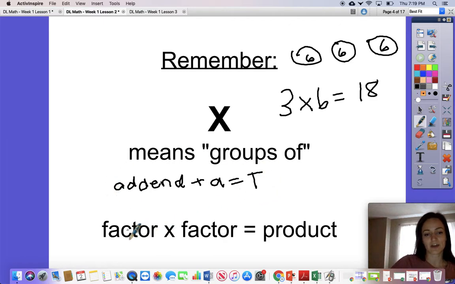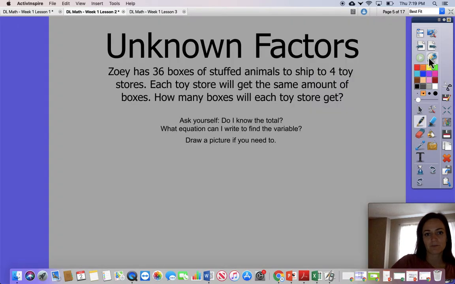Today we're going to look more at factor times a factor gives us the product, okay? So factor is the two numbers you're multiplying. So for this example, one factor is 3, the other factor is 6, and that gives us our product or our total, which is 18. Okay, so let's keep going. So let's practice some of these word problems where we have unknown factors.